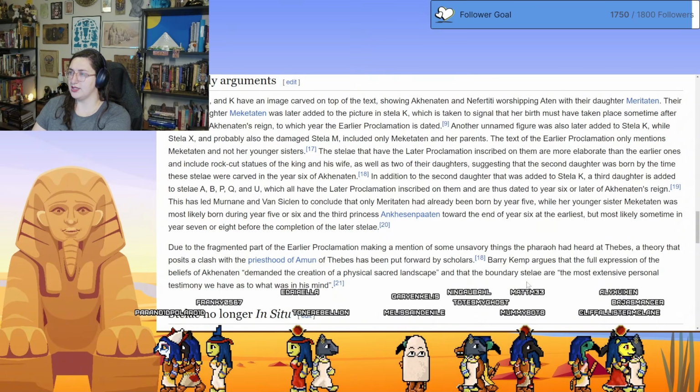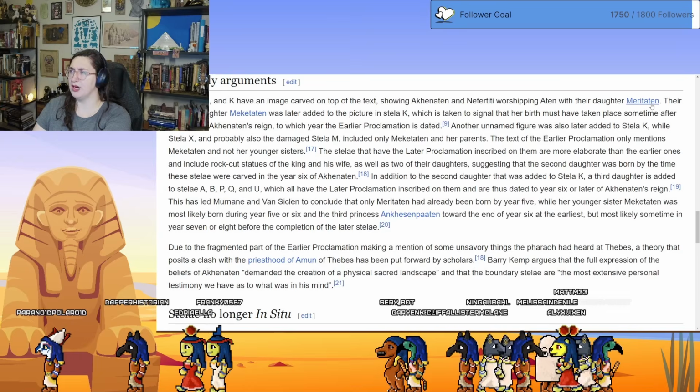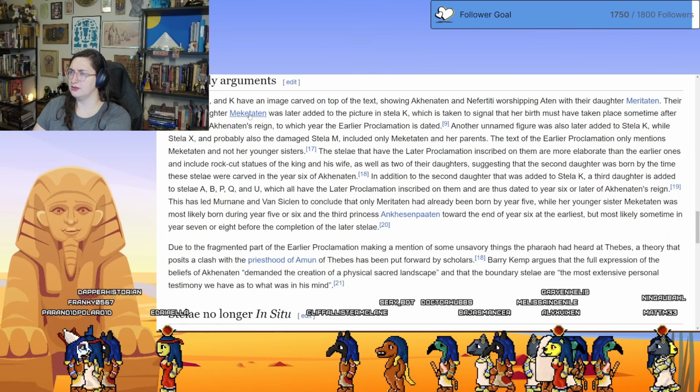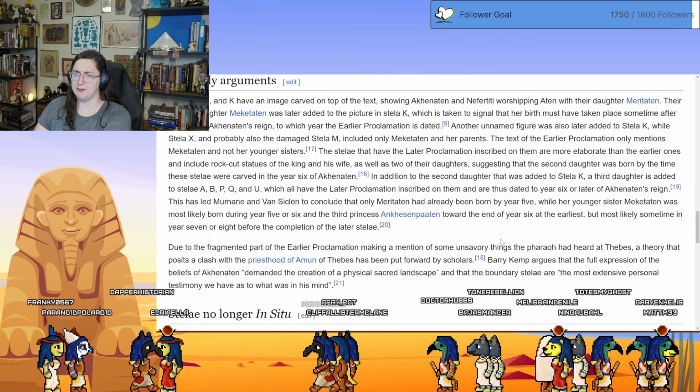The stela has added... Why did it say Meket Aten? It should say Merit Aten. Merit Aten is the oldest daughter. Yeah, it should say Merit Aten, not Meket Aten.